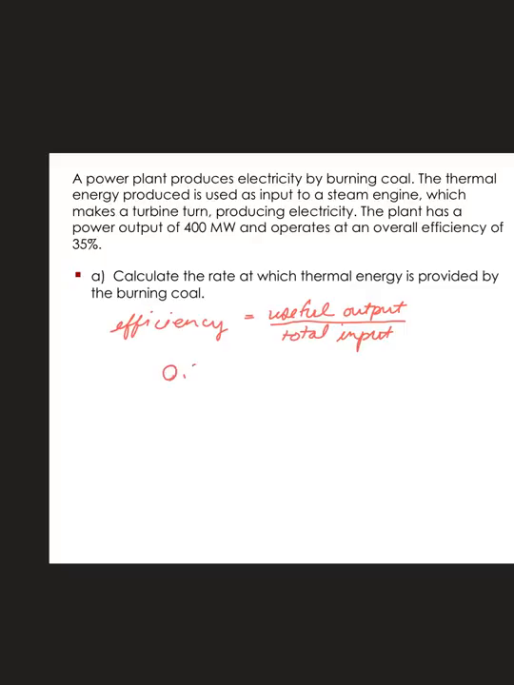The efficiency of 35%, 0.35, will be 400 megawatts over what we're looking for. Let's call it X. Doing the math, you should get 1.14 times 10 to the power 3 megawatts.